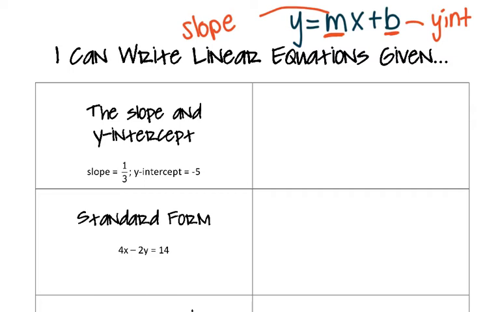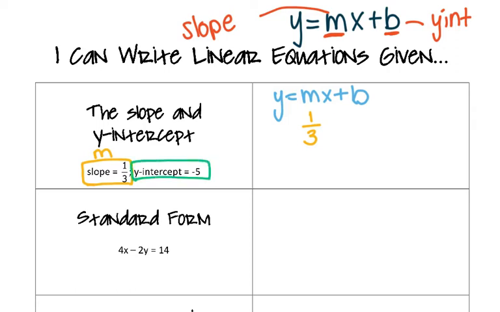Whenever I start these problems, I always start with y equals mx plus b. And I try to see if there is any information that the problem gives me that I can use to find the slope and the y-intercept. In this case, they say the slope is 1/3. Well, we know slope is m, so I can replace my m with 1/3. And then they also tell us that our y-intercept is -5, so they're giving us our b. So our b is -5.